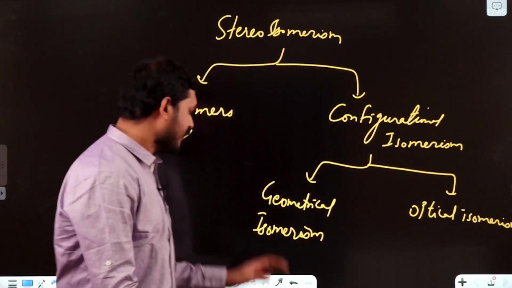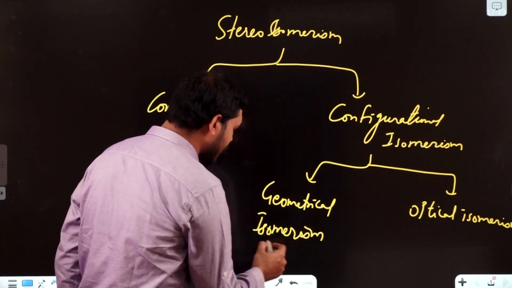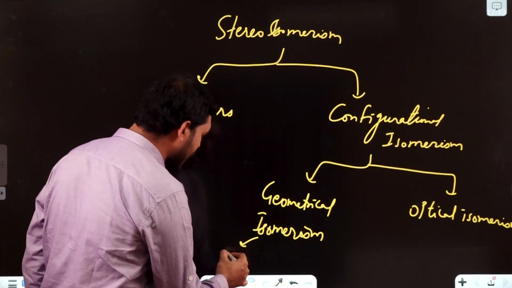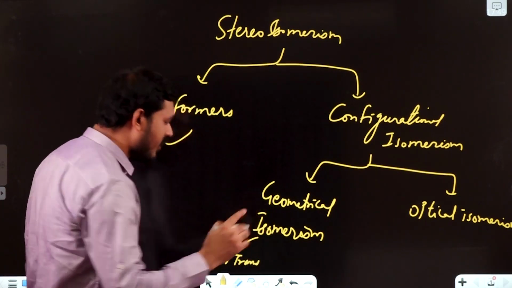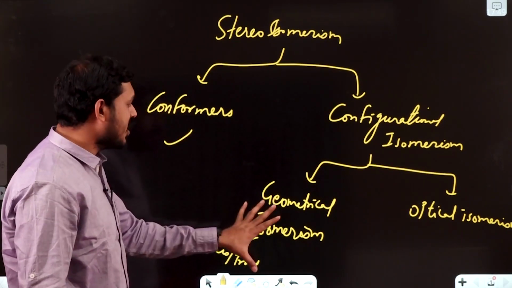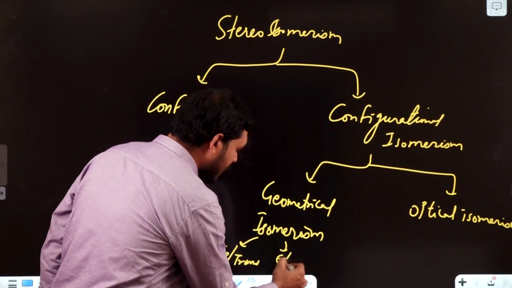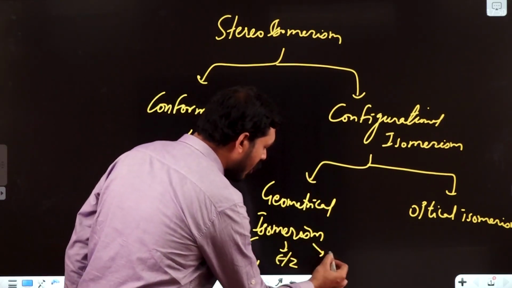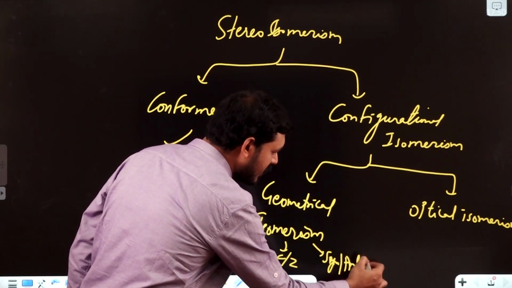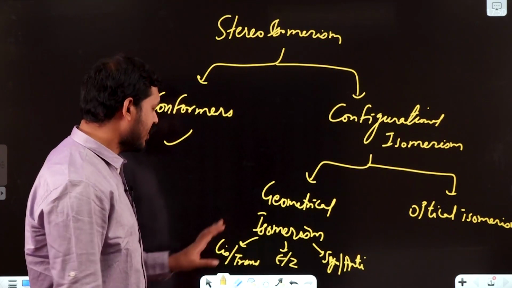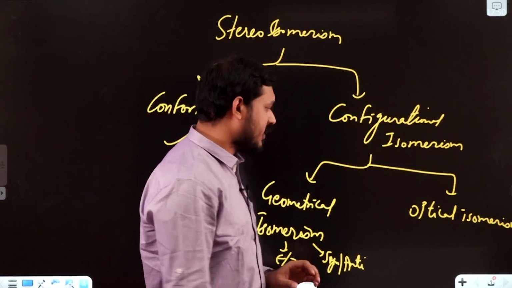As we know, geometrical isomerism was further classified as the cis-trans system. We have already seen the application of GI in conformers. It can also be classified as the E-Z system or the syn-anti system. So this was all about geometrical isomerism. Now let's see optical isomerism.